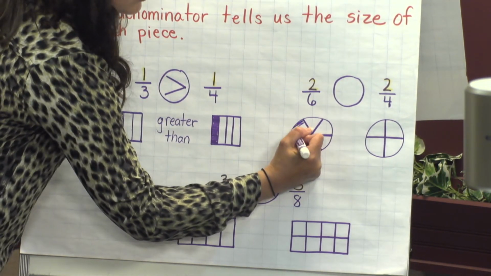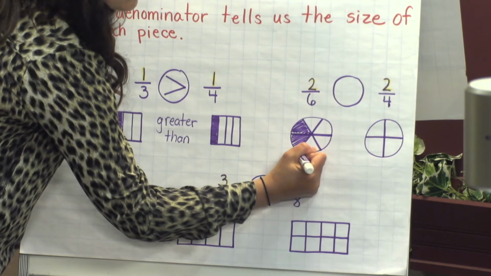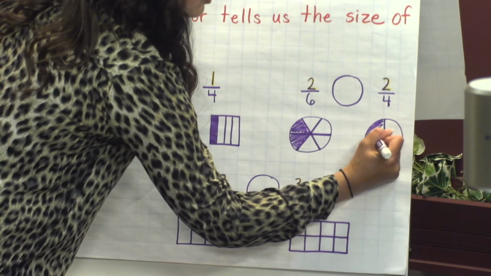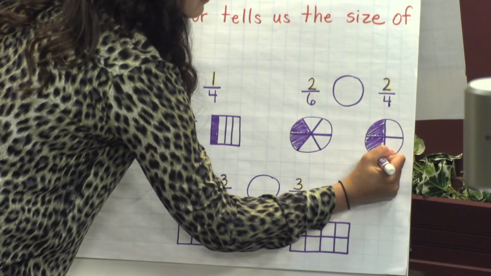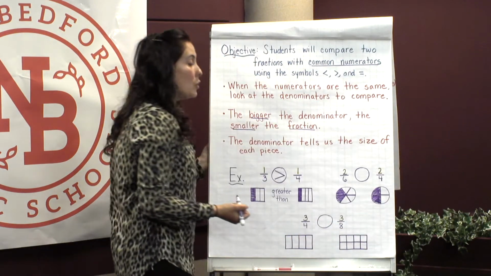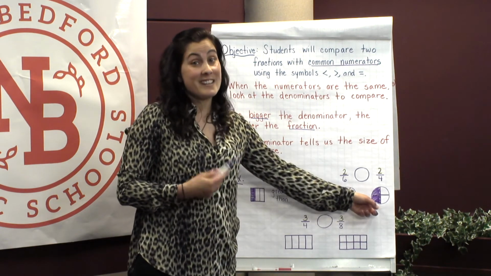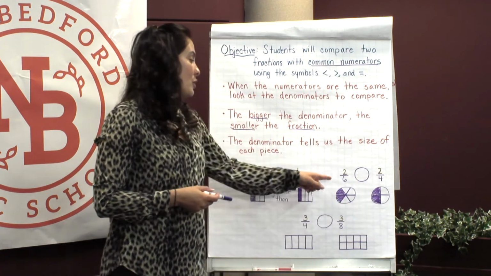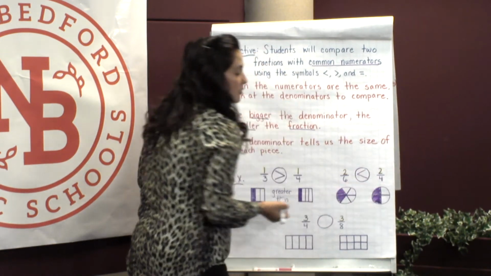So let's shade in 2 pieces so that you can see. Here's 2 out of my 6, and here's 2 out of my 4ths. If you were offered pizza, 2/6 of a pizza or 2/4, I definitely would want the 2/4. You're getting a half a pizza here. So 2/6 is less than 2/4.